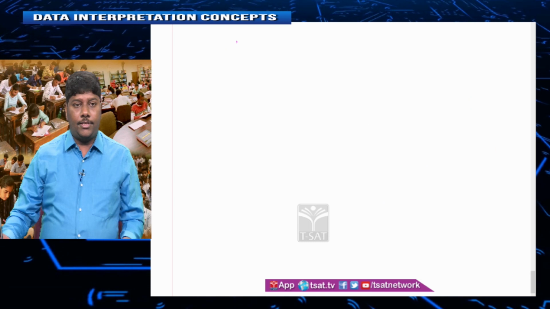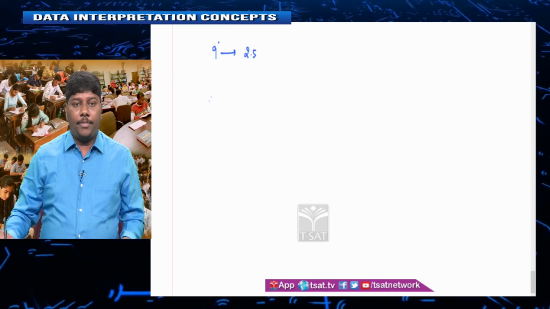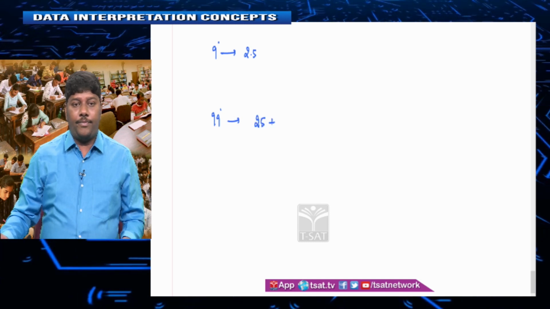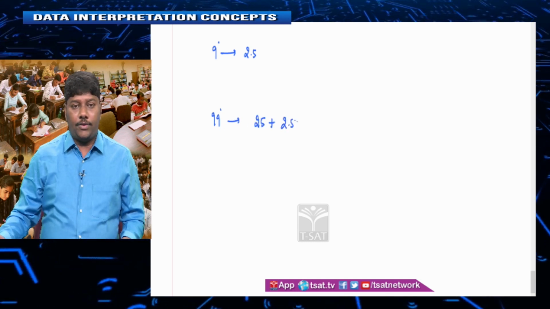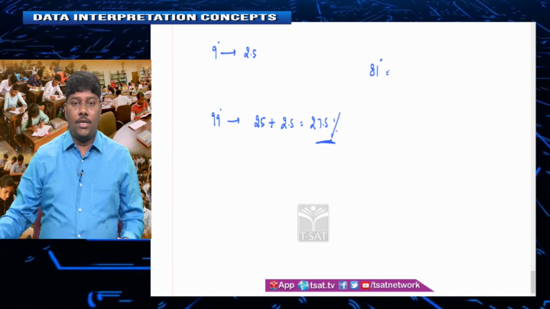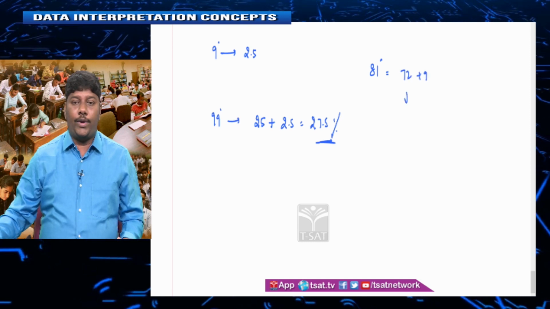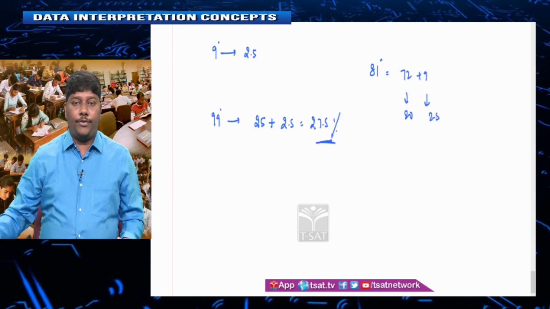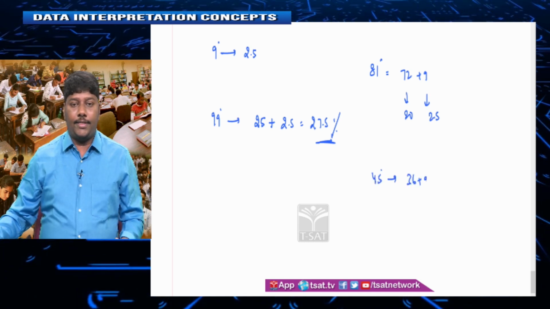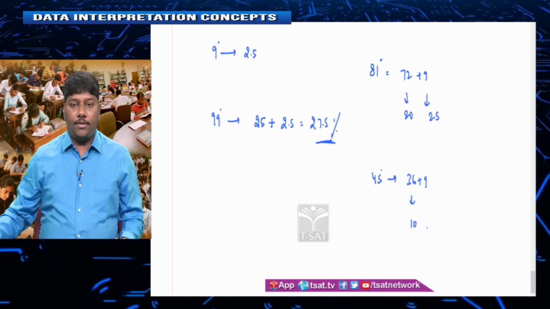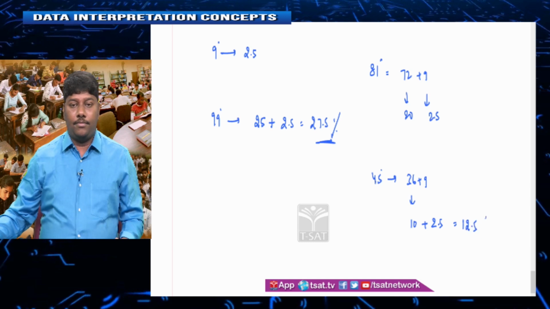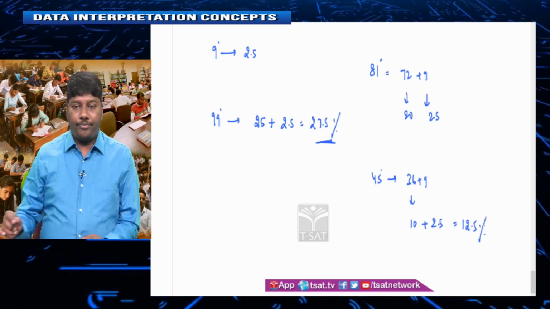Remember, 18 degrees is 5%, therefore 9 degrees becomes 2.5%. If I have 99 degrees, 90 means 25, 9 means 2.5. So you can say 27.5%. If I have 81 degrees, you can say 72 plus 9. 72 is 20, 9 is 2.5, therefore 22.5. If I have 45 degrees, you can say 36 plus 9. 36 is 10, 9 is 2.5, therefore it becomes 12.5%. So this is how you convert the data.